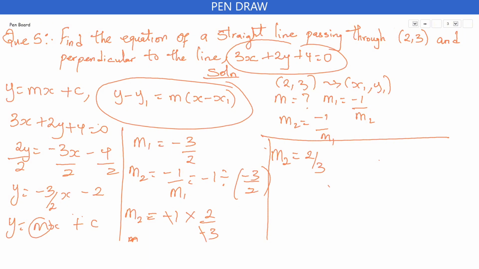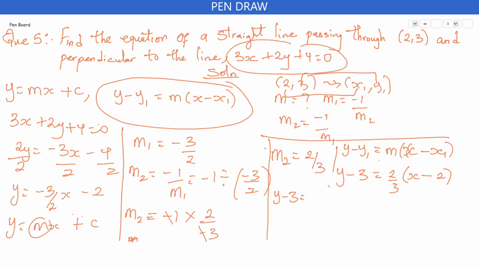Now I can substitute it in this equation. The equation is y minus y1 equals m open bracket x minus x1. So what is my y1? My y1 is 3 from here, and my x1 is 2. Do you understand? So we have y minus 3 equals m that I got, which is 2 over 3 open bracket x minus 2. So if I open this bracket, I'm going to have y minus 3 equals 2x over 3 minus 4 over 3.